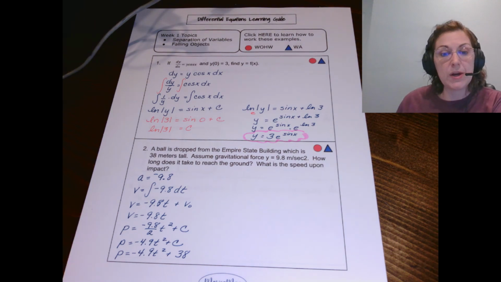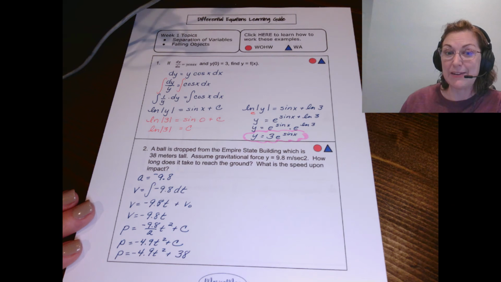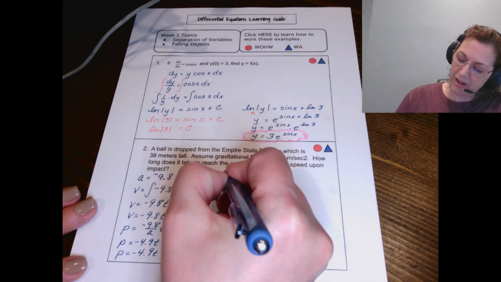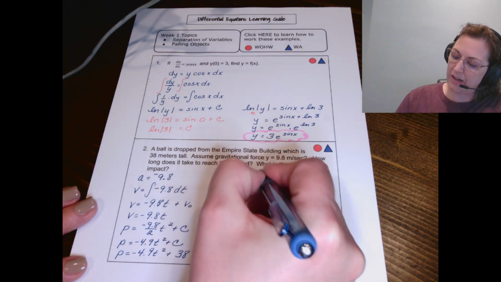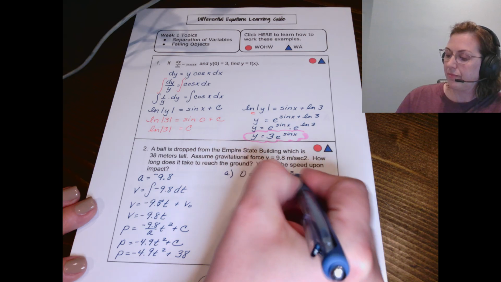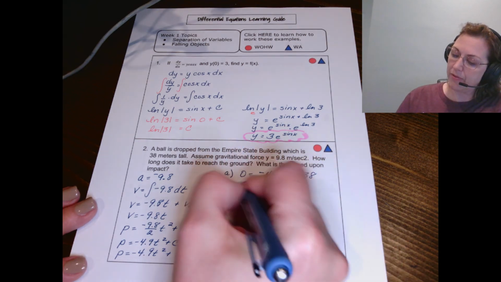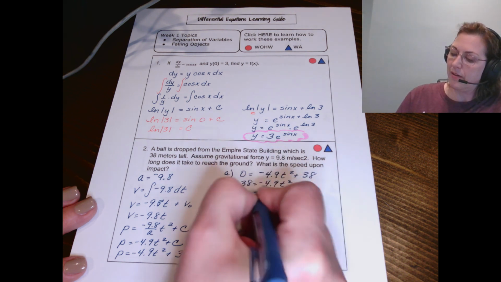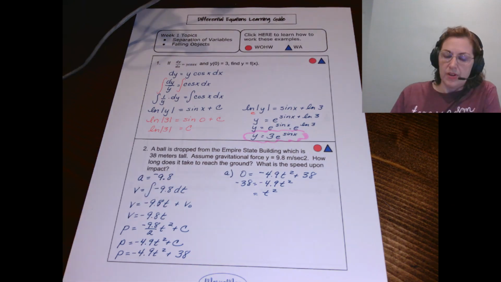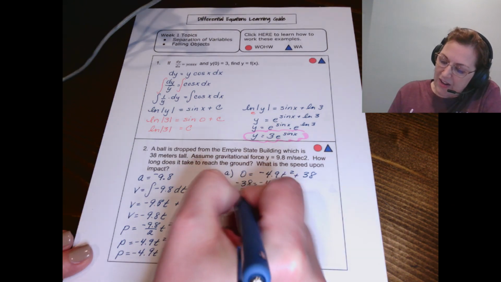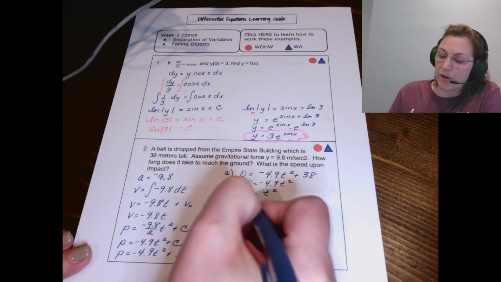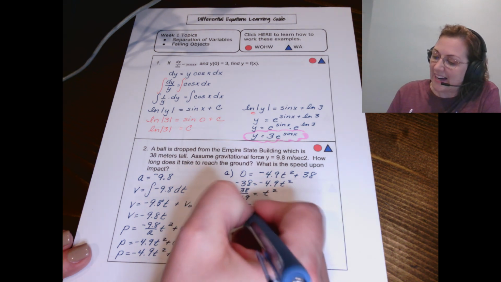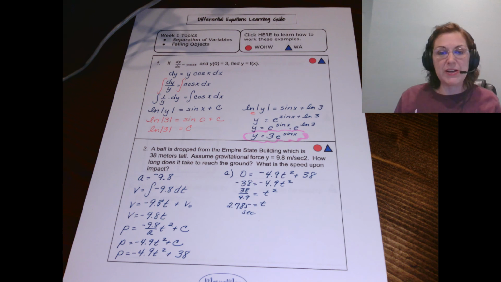Now that I have my position equation, we can solve for how long it's going to take for the ball to hit the ground, and that's when my position would be 0. So for that first part, we'll set the position equal to 0 and solve. So now we divide: I've got 38 divided by 4.9, and then I'm going to take the square root of that. Let's see, I got 2.785 seconds, depending on how many decimal places we're being asked for.